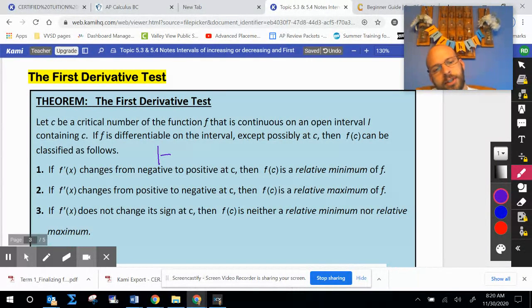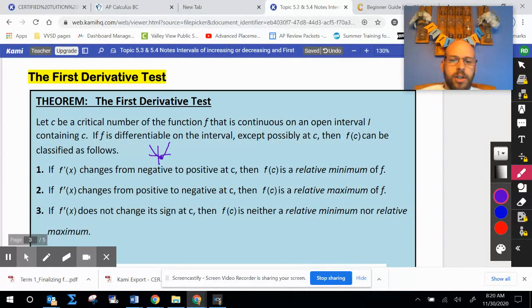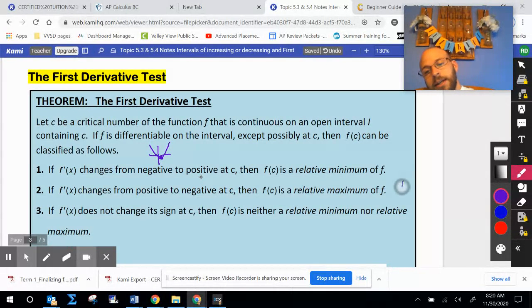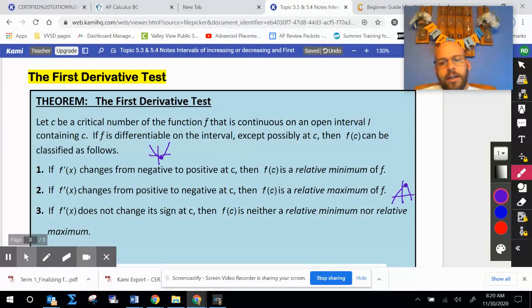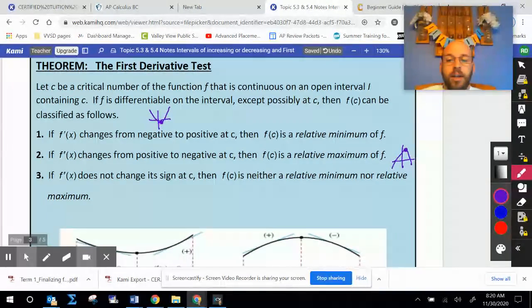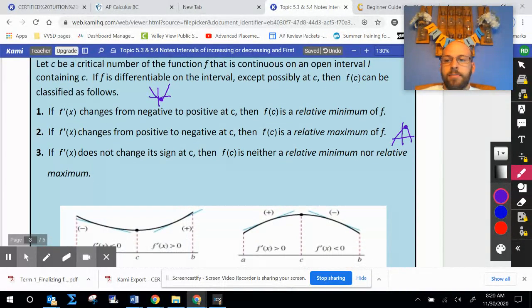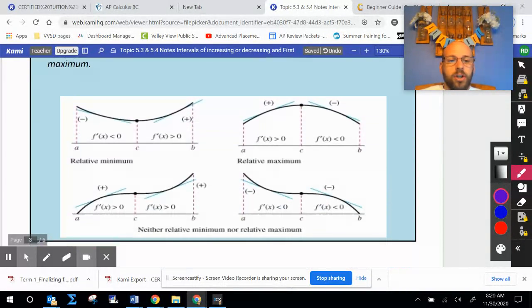So for this first example here, if it goes from decreasing to increasing, then I know that my function is going to have a minimum. Likewise, if your function goes from increasing to decreasing, your function is going to have a maximum. If there's no sign change, then you don't have a relative min or a relative max. So here are some pictures.